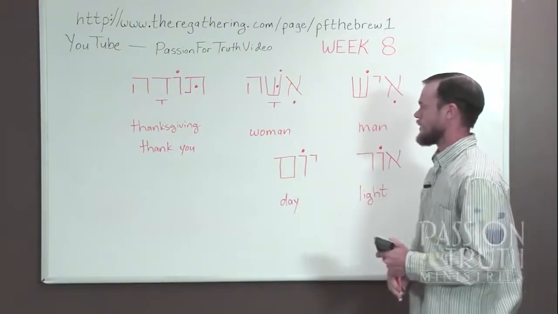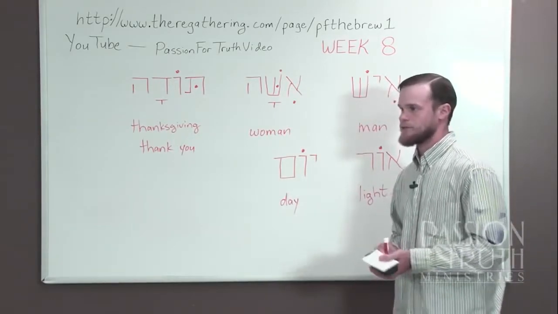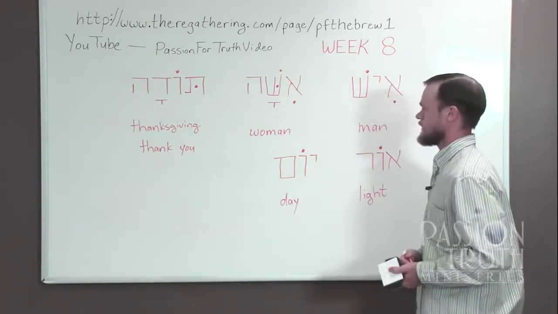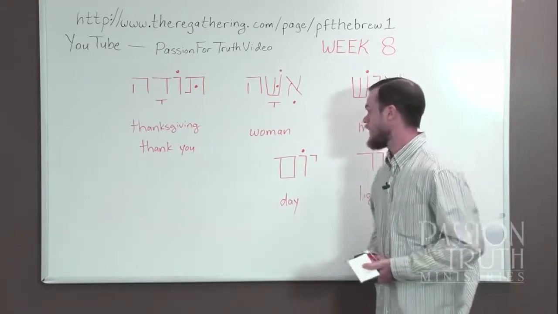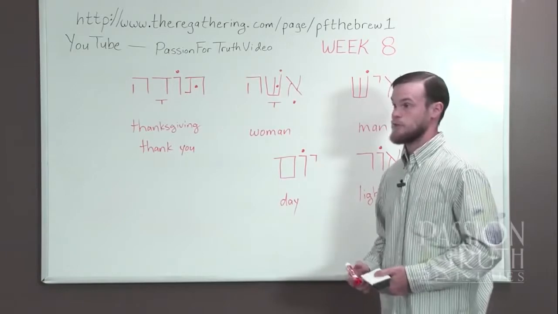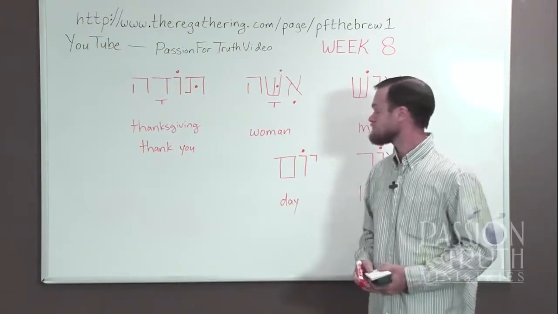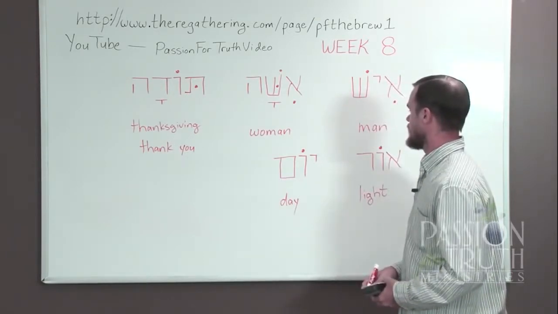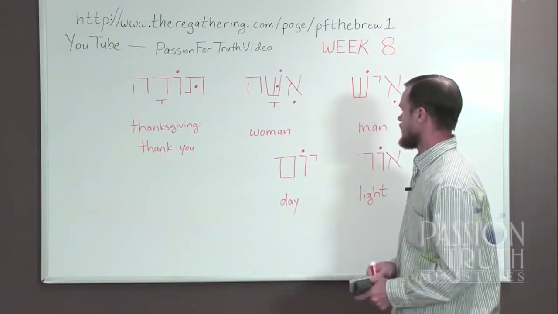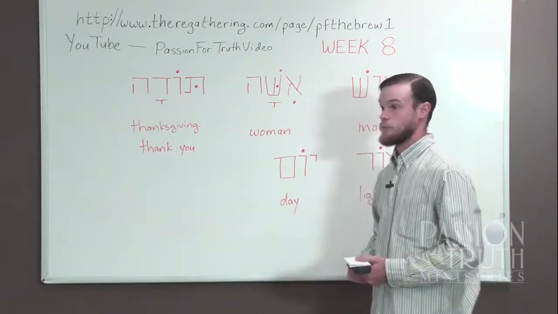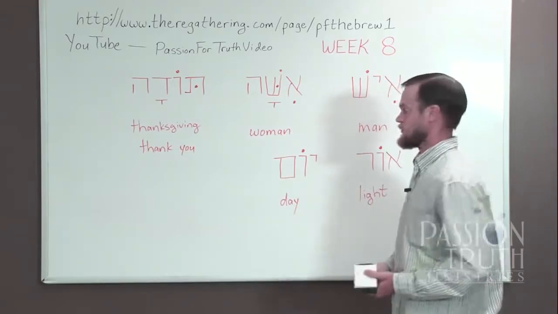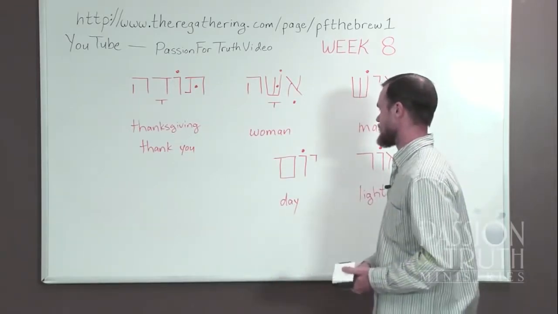And Yom is part of many, many phrases that you will hear, such as Yom Kippur, Day of Atonement. Yom Tov, an expression that means good day. Yom Teruah, Day of Blowing, or Day of Trumpets. The first day of the 7th month is called Yom Teruah.